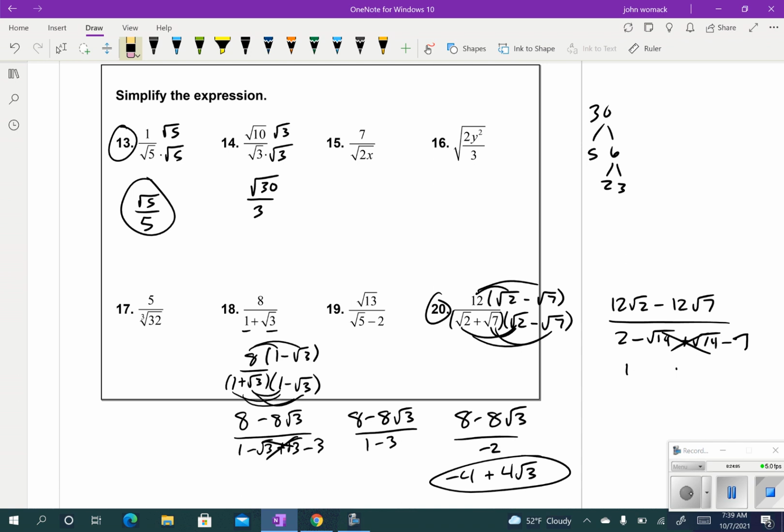So it's 12 square roots of 2 minus 12 square roots of 7 over, and then on the bottom, I end up with 2 minus 7, which is negative 5. We can't divide 12 by negative 5, and square root of 2 doesn't simplify. Square root of 7 doesn't simplify. So that's really as far as we can go.